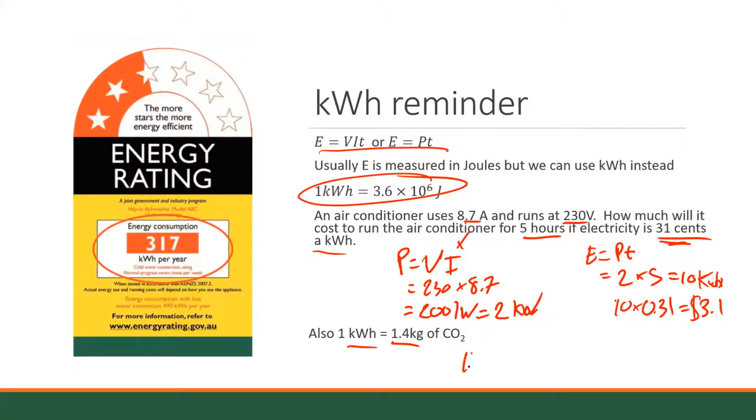So that means that we've released 14 kilograms of CO2 by using this air conditioner for 5 hours. So keep that in mind. That's just another nifty thing you can do. It's also a bit of a depressing thing, which is why we're trying to find ways to be more energy efficient.